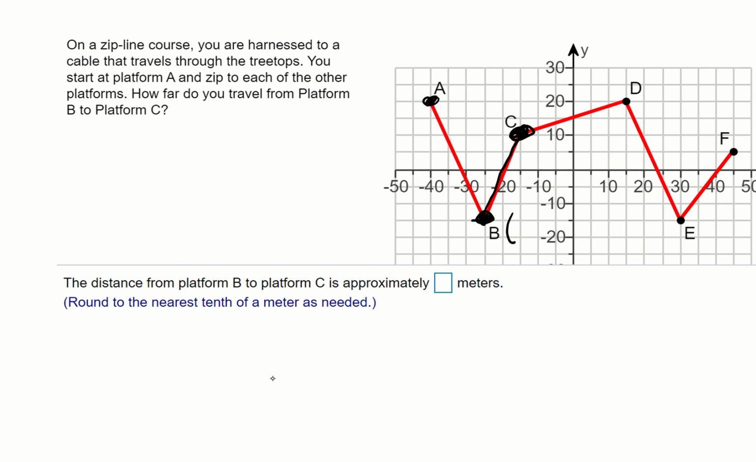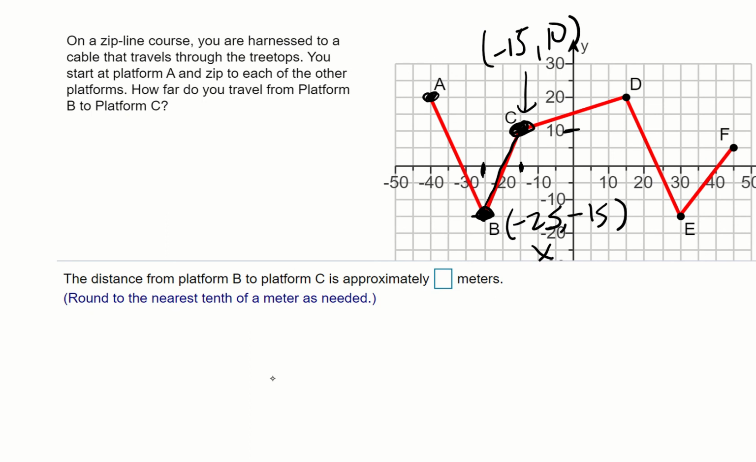So the coordinates of B are -25 and looks like -15. The coordinates of C look like -15 and 10, right? So the coordinates are there, -15, 10. Let's call this x1, y1, and this x2, y2. It doesn't matter which one's 1 and which one's 2, just as long as you're consistent with x and y. So the distance from B to C is equal to the square root.